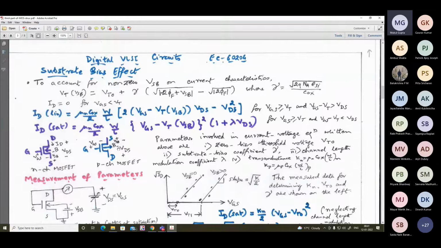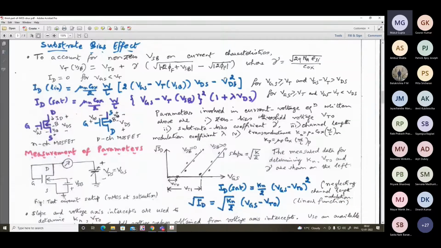Now, normally the drain current we saw in general is a function of the gate to source voltage and the drain to source voltage. Also, if we consider the substrate bias, then the drain current becomes a function of three voltages: VDS, VGS, and VSB. Why? Because within this the VT is there, the threshold voltage, and VT is a function of VSB, the source to body bias. To account for non-zero VSB on current characteristics, we need to consider this. Gamma assumes importance, right? And here this is for the linear region expression. This is for the saturation region.